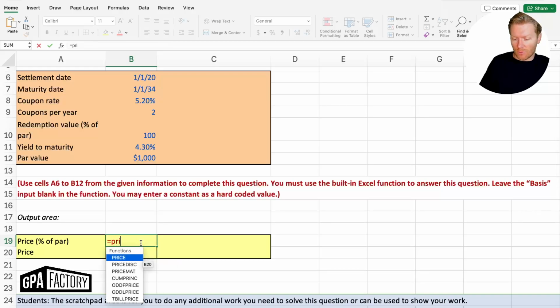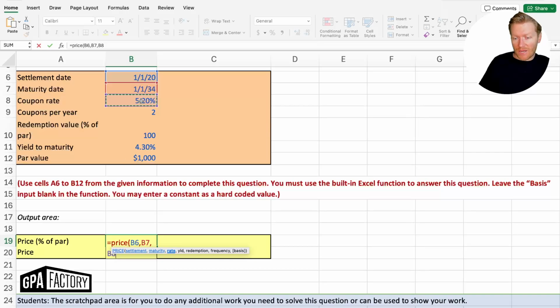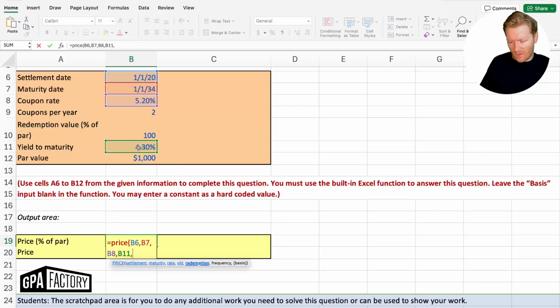So we're going to say equals price. Then our arguments are settlement, which would be settlement date, maturity, which is our maturity date, the rate, which is going to be our annual coupon rate. There's no adjustments that we need in this formula. We're just going to put in what that annual coupon rate is. Then we've got yield. That's going to be our yield to maturity, also something that's just given there. We've got redemption, which is our redemption as a percentage of par, which is 100. That's just, we have to pay 100% of that par at the end of the bond's life.